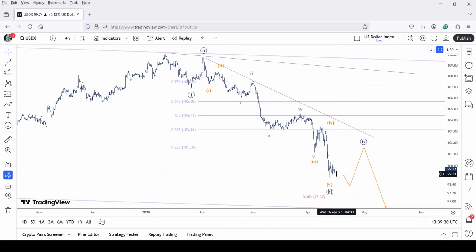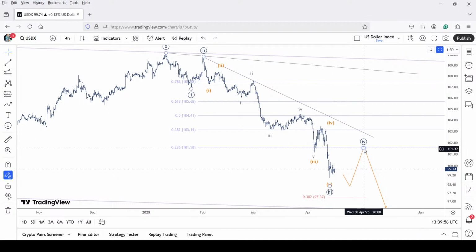Now the corrective wave is expected to reach 101.50 at least. Now please remember this is the US dollar index from the 8 cap provider. So if you are also following the 8 cap provider in your trading, it's fine. Price action will be the same, 101.54.